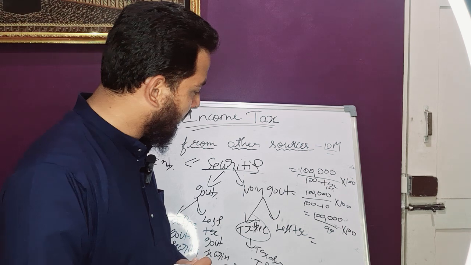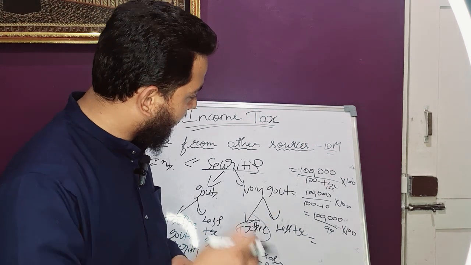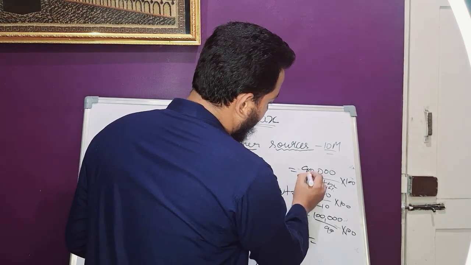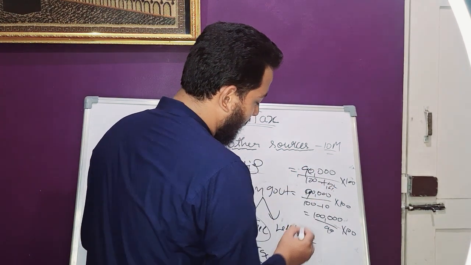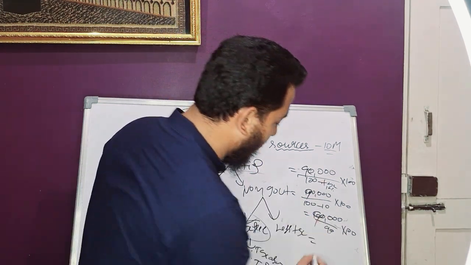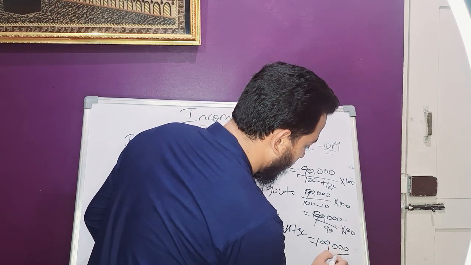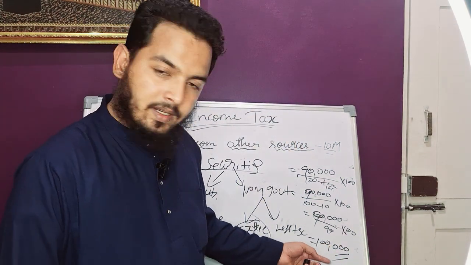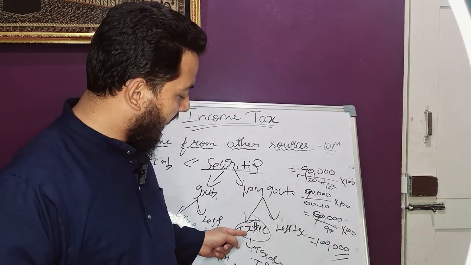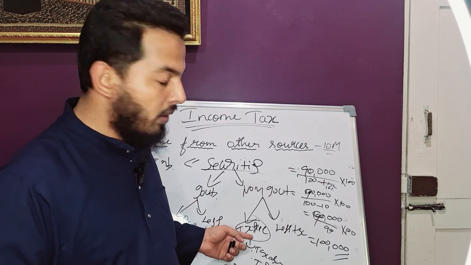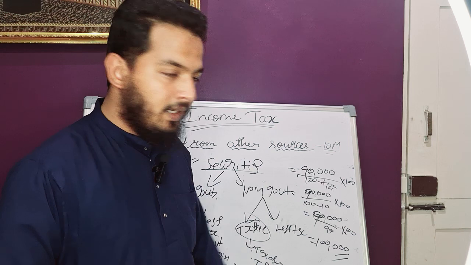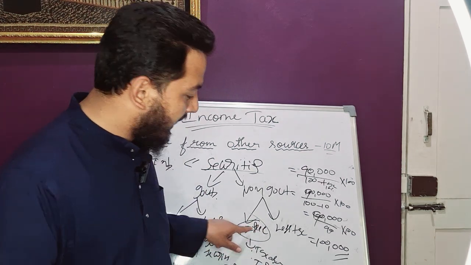For example, if I want to show the answer here, I'll take this as 90,000. 90,000 divided by 90 into 100, the answer is 1 lakh. Most important adjustment: if they have given tax free, then you have to do gross up. Whatever the amount they give, divide by 90 into 100. This is about tax free.